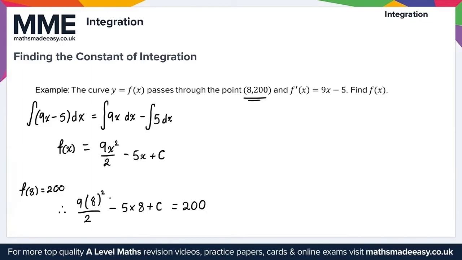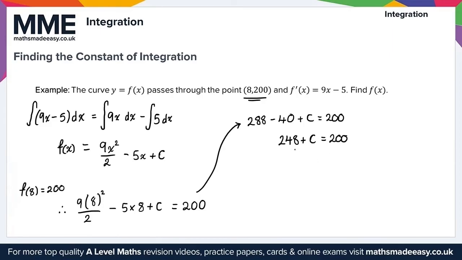So to start with, 8 squared would give us 64, and then we times that by 9 and divide it by 2. So simplifying this part, 9 lots of 8 squared divided by 2 will give us 288. Okay, and again, just use your calculator to simplify all this. Minus 5 times 8 would be minus 40 here. And finally, we've got plus c, and this is all equal to 200. Now from here, if we simplify the left-hand side, we get 248 plus c is equal to 200.